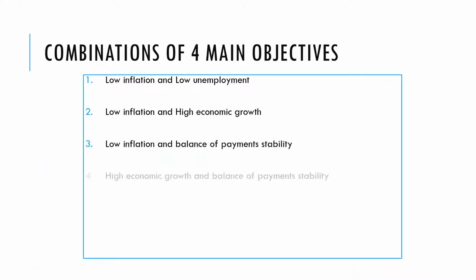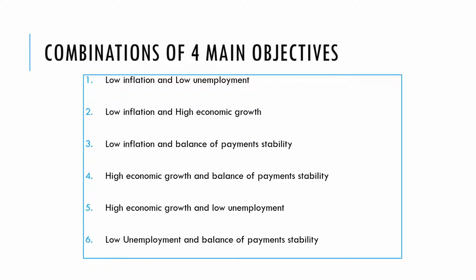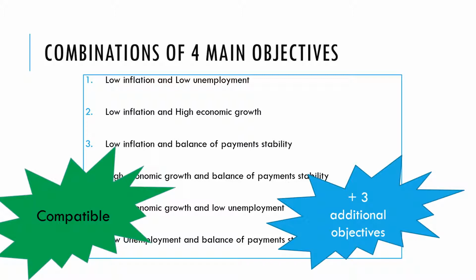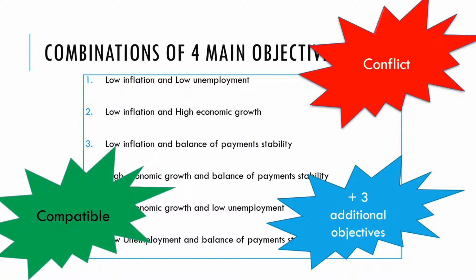So if we take the 4 main objectives, then there are 6 combinations potentially between these objectives. And when you throw in the additional objectives as well, we have a lot of different combinations of objectives that need to be met or ideally want to be met at the same time. And we're going to look at some of these and see which ones are compatible with each other, which ones are quite easy to achieve together at the same time, and which ones are not easy to achieve at the same time and are in conflict or incompatible.